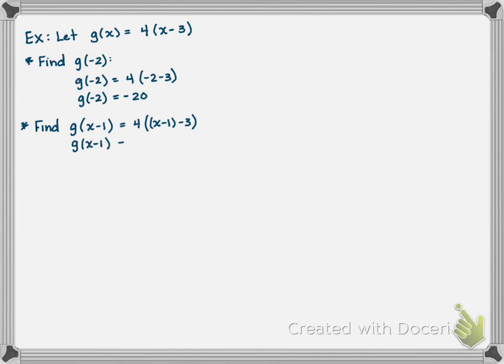But is everybody cool with how we plugged it in? Any questions about that? So 4 times x minus 4. And that's all there is to it. We can't go any further than that because we don't have any additional information. So like I said, your output and input aren't always going to be just a number, right? You can get an output that's an expression depending on what you used as your input.